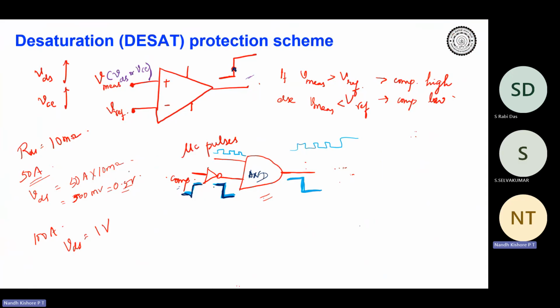So if the output from the comparator goes high, then the output from the NOT gate goes low, and therefore irrespective of whether you get a high or a low from the microcontroller pulse, the output would go low immediately. Correct? So the idea is that this protection scheme is independent of your microcontroller operation. Even though your microcontroller may give continuous pulses, if you sense that there is going to be a fault, the output from the AND gate goes low. Okay, this goes to the gate driver.